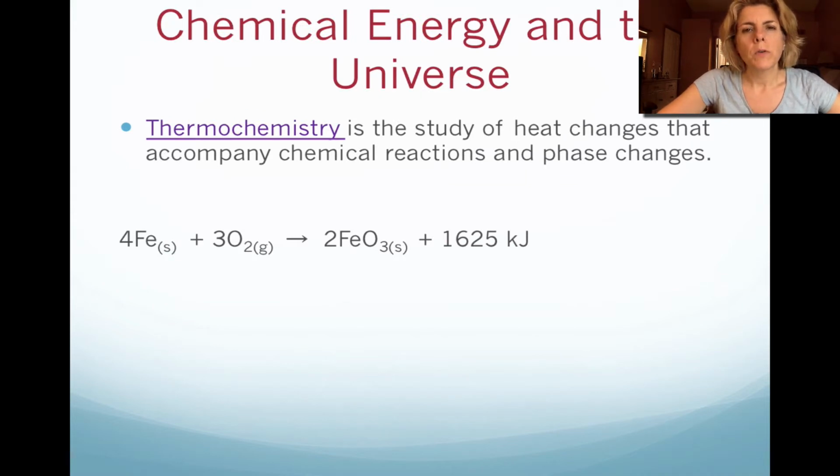So this is a little bit of a review from the last section. Here we're looking at thermochemistry, and thermochemistry is a specific form of chemistry that looks at heat changes that occur with a chemical reaction. And the chemical reaction listed down here is iron reacting with oxygen and forming iron oxide. And notice that there's some energy related to that reaction.